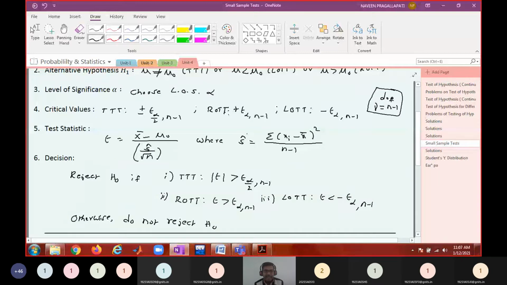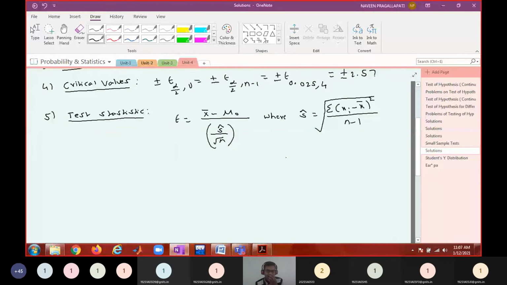Here you have to write the square root, because it is a standard deviation. Standard deviation is the square root of the variance, right? So all of you put a square root here. Did you make this correction? Now you find out s cap, or you find out s cap square and then take the square root. Anything is fine.